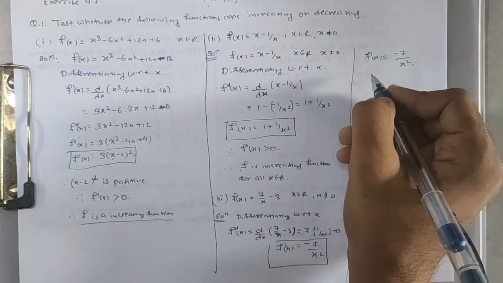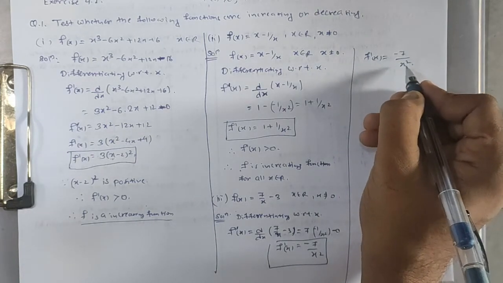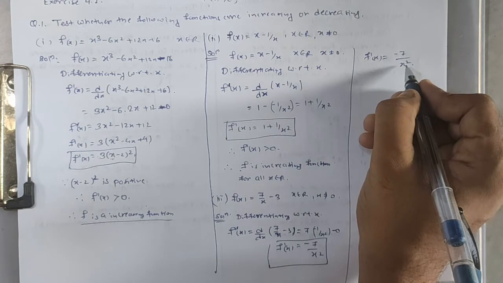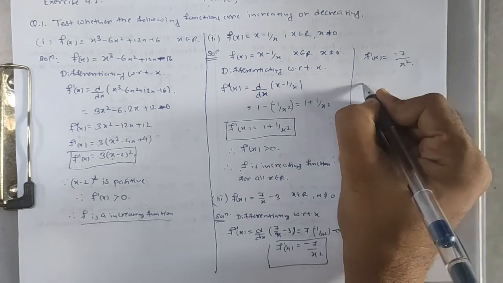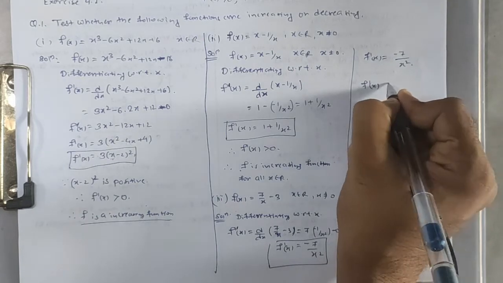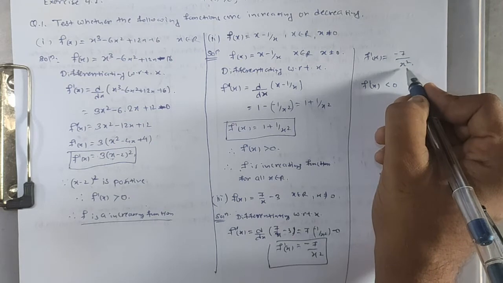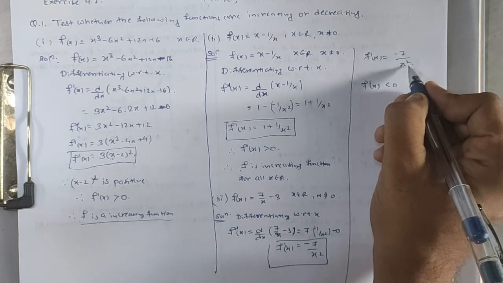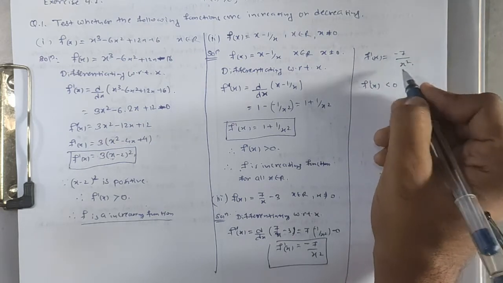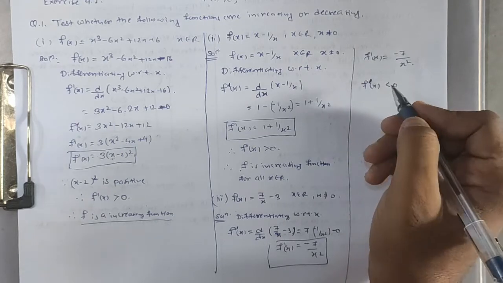Now if x is positive, then its square will be positive. If it is negative, then its square will be negative. So indirectly this will be less than 0. Sorry, if x is negative, then its square is again positive. So this whole term will be negative, which is less than 0.